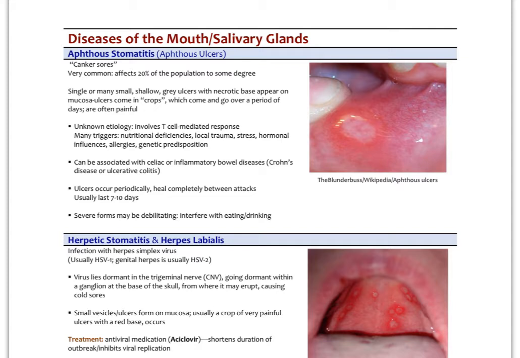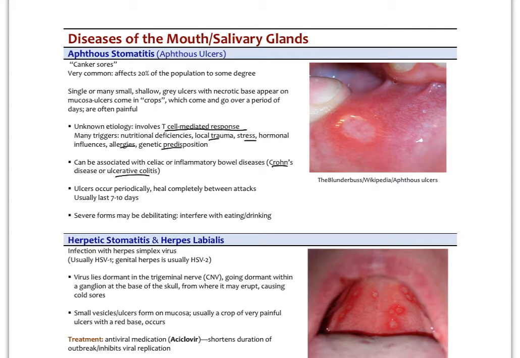The etiology is unknown, but we think it has to do with an overactive T cell response. So there's an overactive immune response. Again, that's why these can be associated actually with inflammatory bowel diseases, Crohn's and ulcerative colitis, where the immune system is overactive. Lots of triggers. We know that nutritional deficiencies, different B vitamins, vitamin C, local trauma, burns, chemical burns, thermal burns from hot beverages, stress, hormonal influences like estrogen, allergies, and genetic predisposition are all kind of etiologic factors.